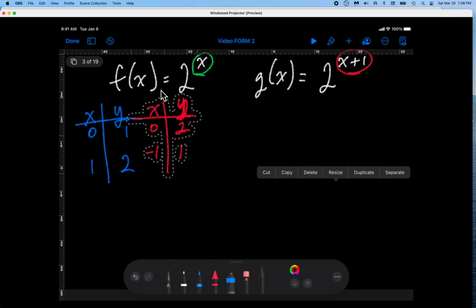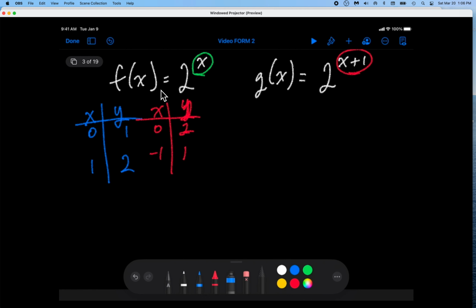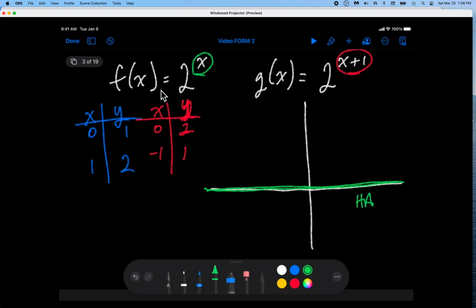Okay, so here is our coordinate plane. They want us to do it on the same coordinate plane. So let's graph f of x first in blue. The horizontal asymptote is going to be the same for both of them. Okay, so that's going to be right here. That's our HA, and that's the line y equals 0. They're both growth functions, so as we move left to right, the graph is going to move away from the horizontal asymptote. So let's do it in blue first.